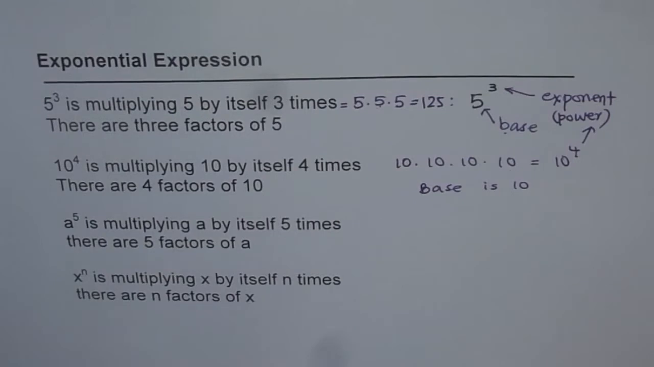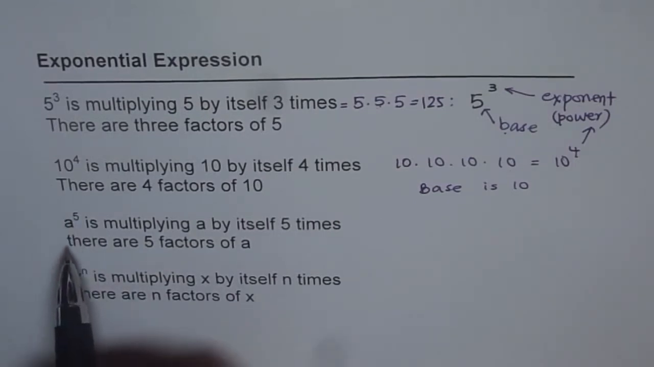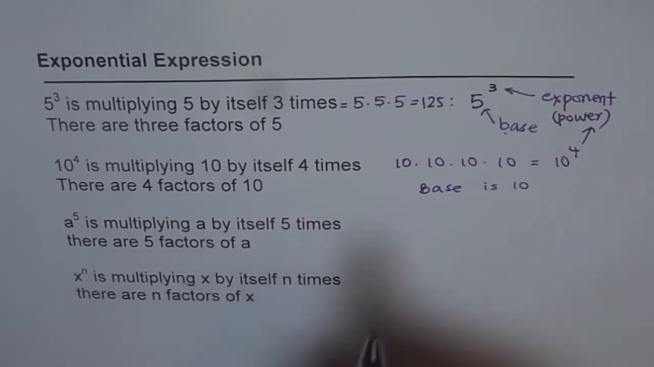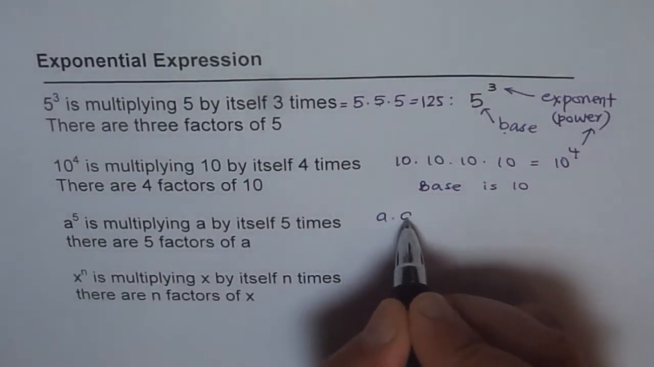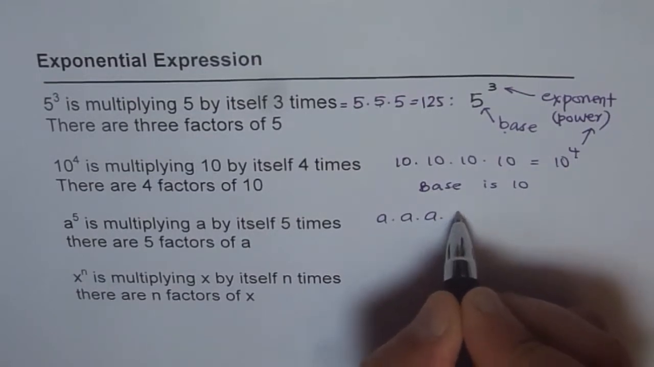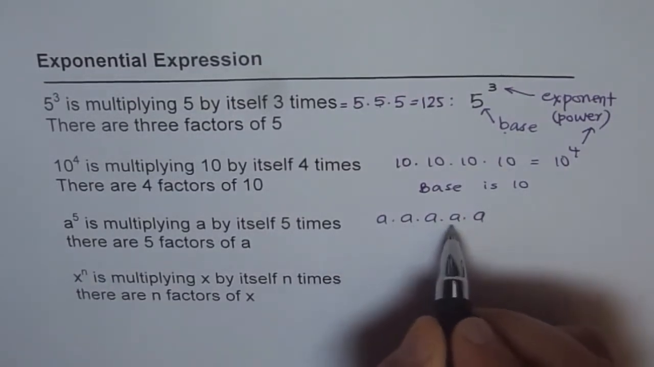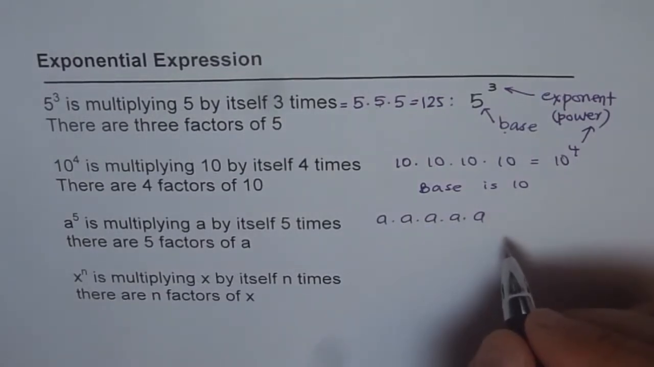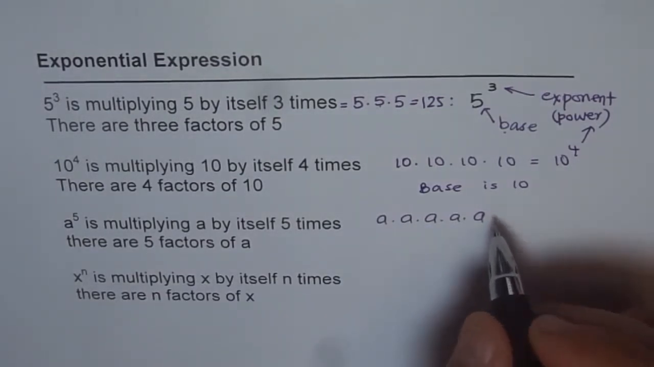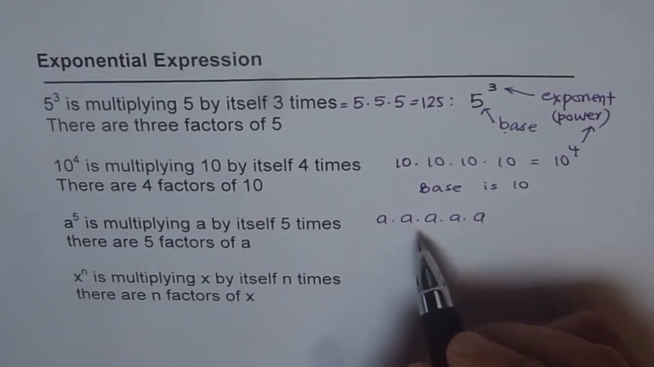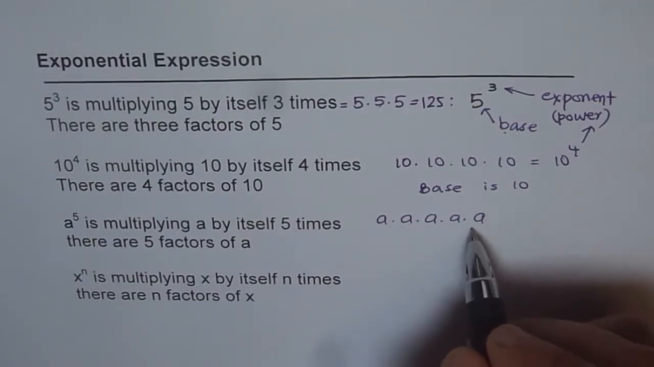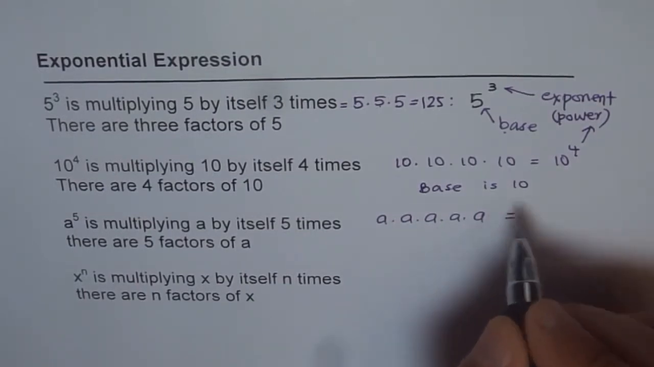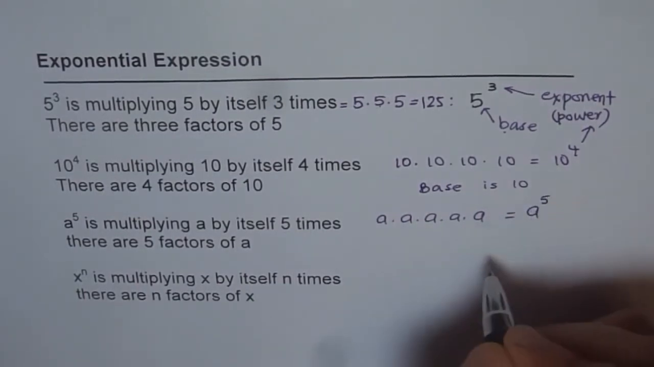And it can be generalized. If we have a to the power of 5, it really means that you are multiplying a by itself 5 times. That means you're doing a times a times a times a times a. It is 5 times you are multiplying a, right? We are not saying 5 times a. We are saying the base itself is being multiplied by itself 5 times, written as a to the power of 5.